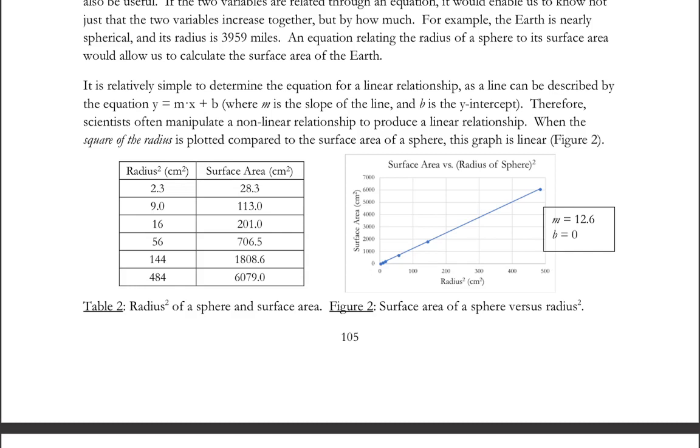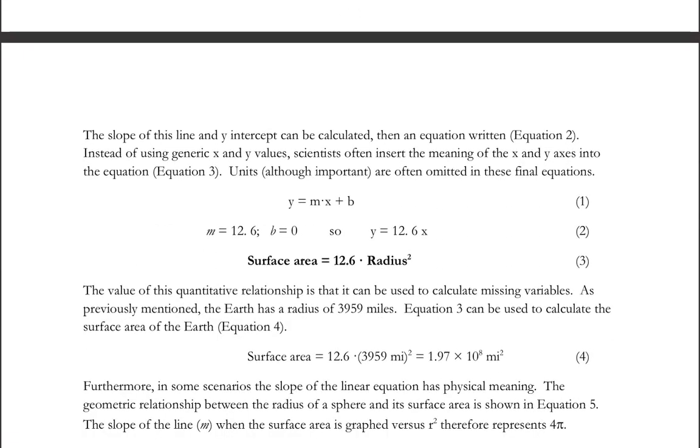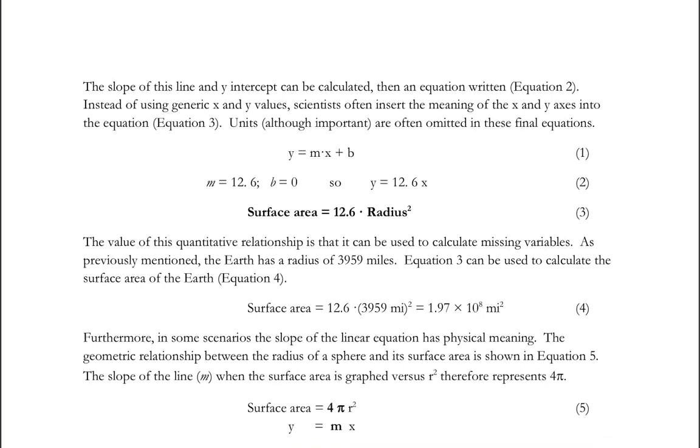Well, it looks linear, so we fit it with a linear function, and we get a slope of 12.6 and a y-intercept of 0. So remember that a linear graph abides by the equation y equals mx plus b. We found from the fit that m, the slope, is 12.6, and the y-intercept b is 0, so we can write that equation for this relationship, y equals 12.6x. But then we replace y with what it is, surface area, and x with what it is, radius squared. Really pay attention to that. It is not just radius, it is radius squared.